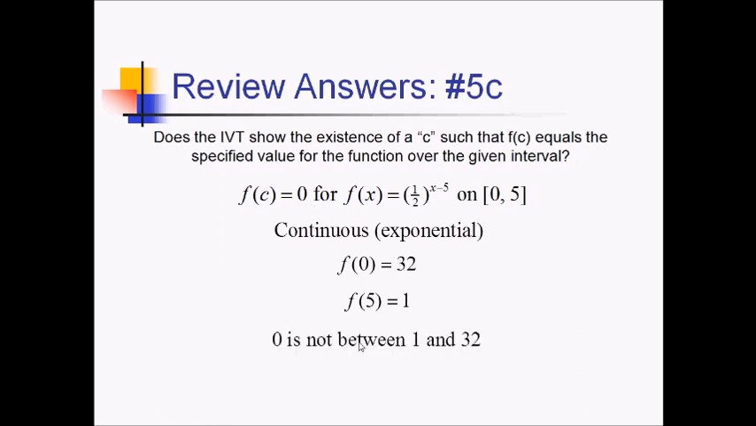So since 0 is not between the endpoints, that means the IVT can't guarantee that we're going to find y value 0 on this interval. There still might be a y value of 0. We can't exclude it. However, we have no guarantees that we're actually going to find it.